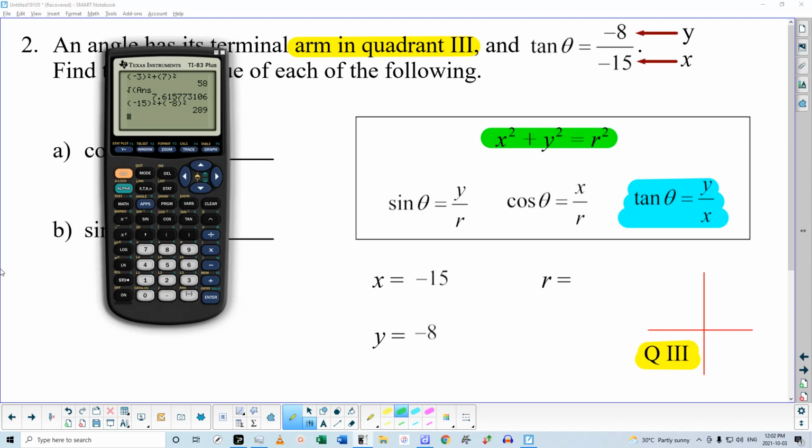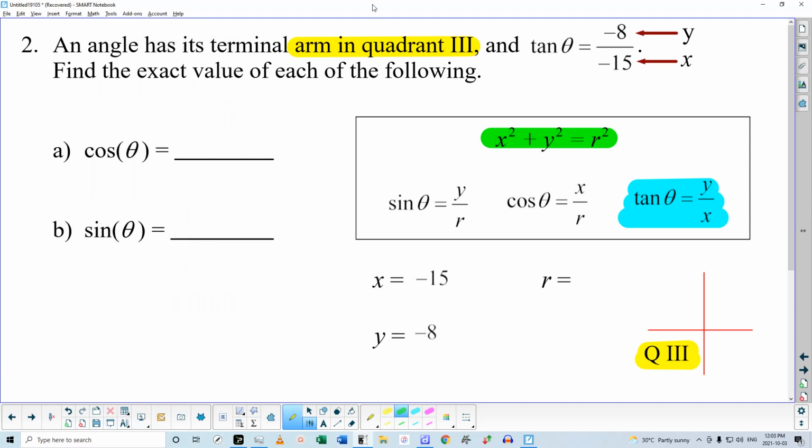Now in the previous question, number 1, r squared was 58, and you can even see that when we took the square root of 58, we got 7.615773106, and that told us that there were essentially an infinite number of decimals after that, and we couldn't record the exact value in decimal form. If I try to take the square root of 289, I discover something interesting, that it is exactly equal to 17. So I don't need to write it as root 289. I can just write r equals 17.